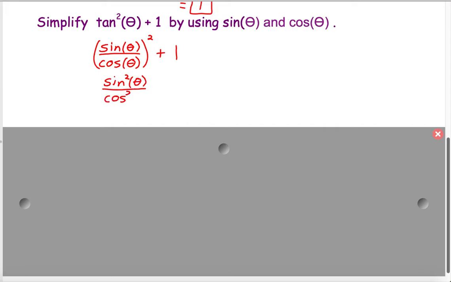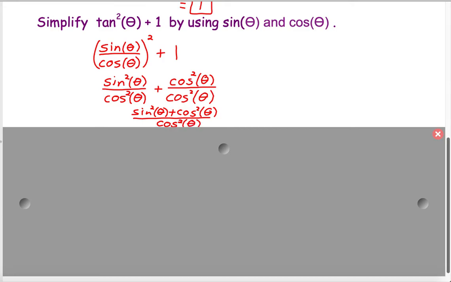Now in order to add 1 to this, we need to turn it into a fraction so it has a common denominator. So I'll multiply the 1 by cosine squared over cosine squared. Remember, with expressions we're allowed to multiply by a form of 1. That doesn't change the value of the expression. Now I can combine these, and I'm going to get, running out of room here, sine squared of theta plus cosine squared of theta all over cosine squared of theta.